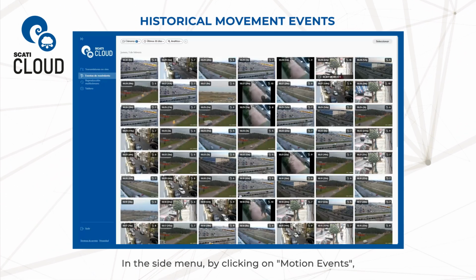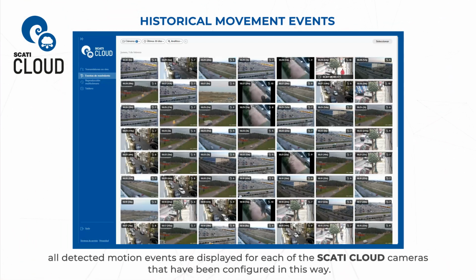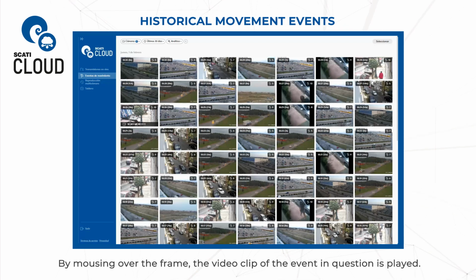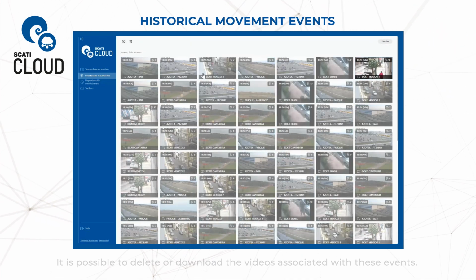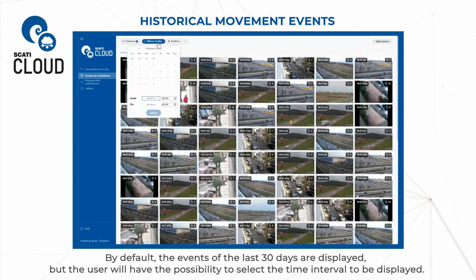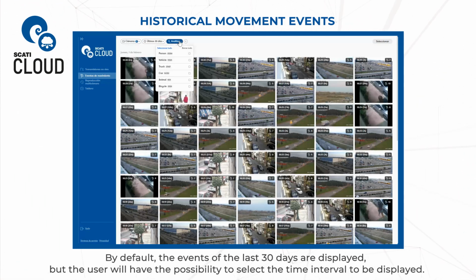In the side menu, by clicking on Motion Events, all detected motion events are displayed for each of the SCATI Cloud cameras that have been configured in this way. By mousing over the frame, the video clip of the event in question is played. It is possible to delete or download the videos associated with these events. By default, the events of the last 30 days are displayed, but the user will have the possibility to select the time interval to be displayed.